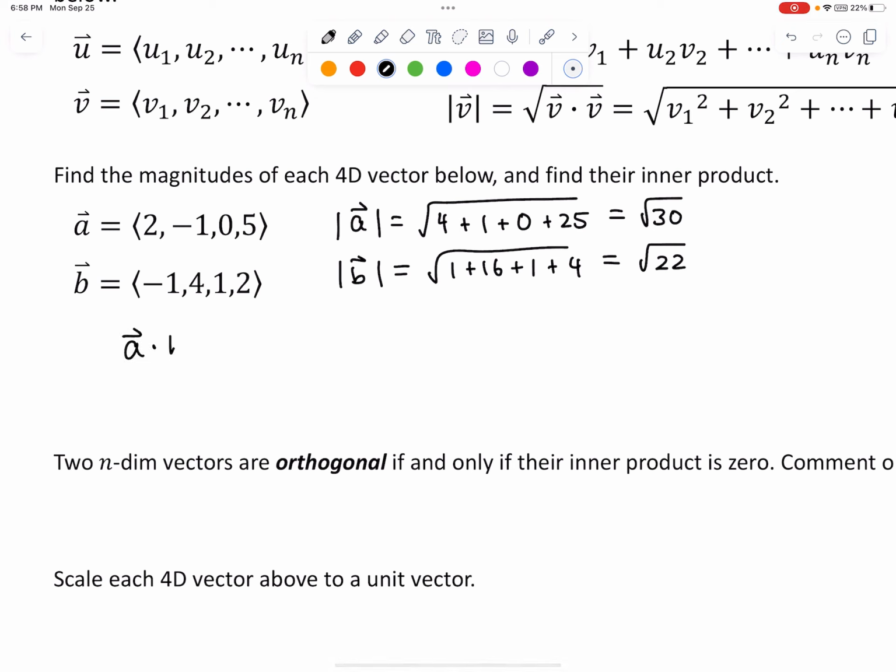A inner product with B, or A dot product B, or simply A dot B, will be equal to, and this will produce a scalar as well. We multiply corresponding entries and add the results. So 2 times -1 is -2, -1 times 4 is -4, 0 times 1 is 0, so I'll put plus 0 there, and 5 times 2 is 10. Adding these results, we get 4.